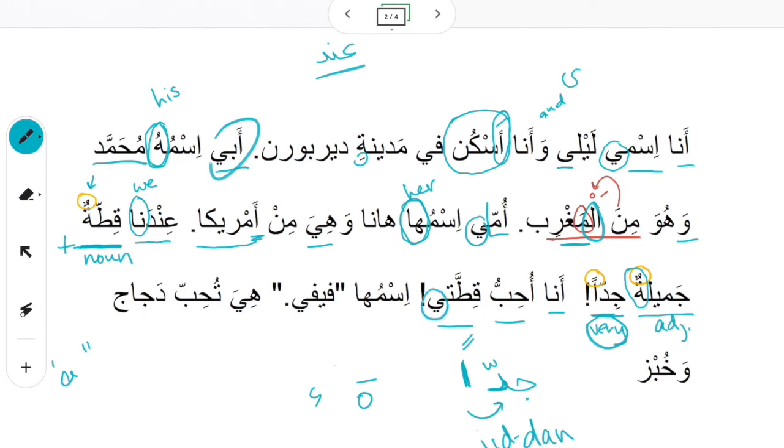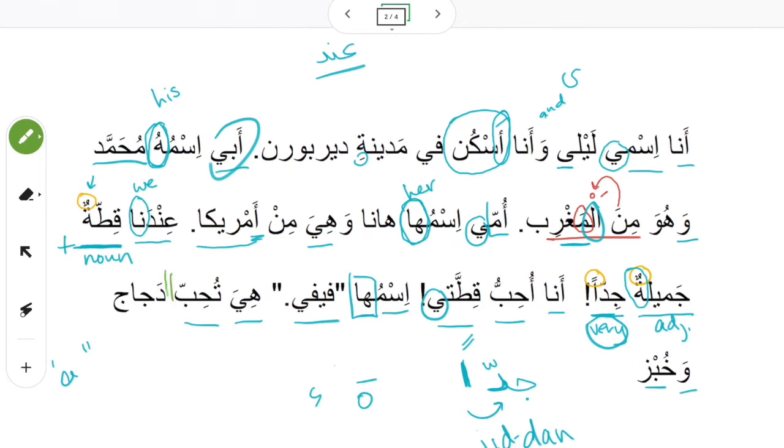أنا أحب قطتي. I love قطتي, my cat. اسمها, her name is فيفي. اسمها فيفي.